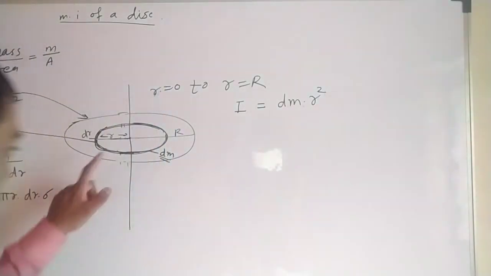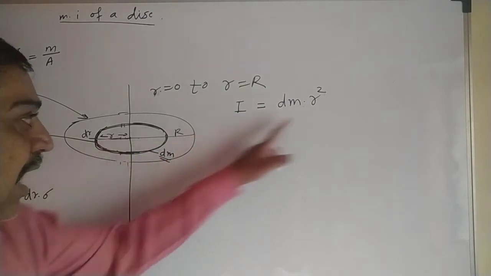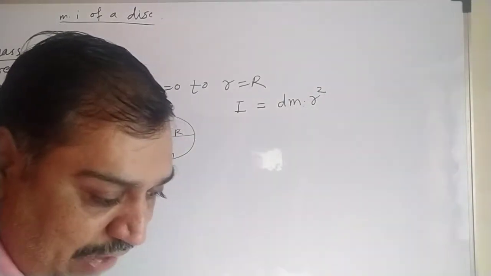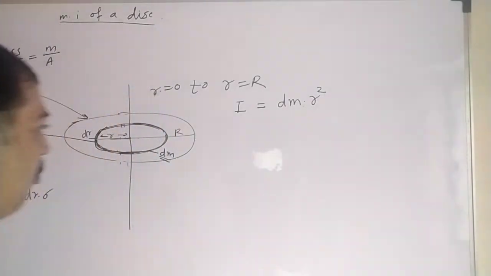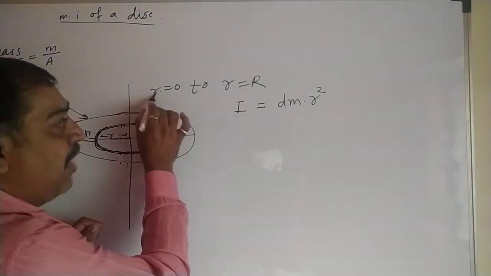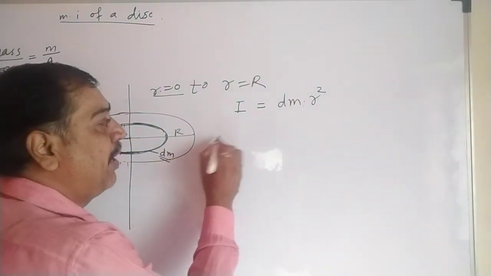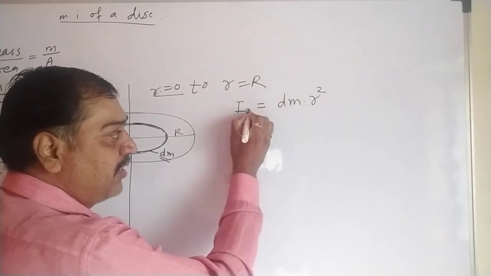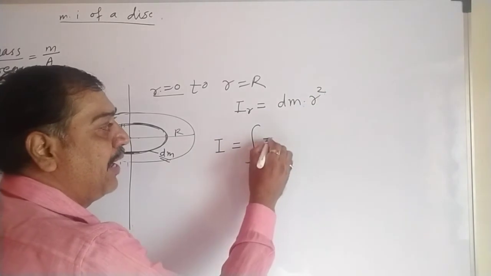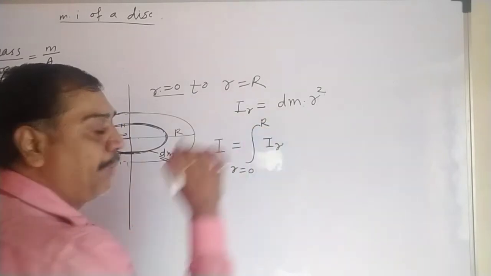The inner disk, the smaller one, this dark one, has mass dm and radius r, so its moment of inertia is dm r square. Suppose I want to find the moment of inertia of the total disk, all of this bigger disk. Then we should consider r varying from 0 at the center to capital R. This is the moment of inertia for radius small r. Let's find the total moment of inertia. It can be found by taking the integration of dI, where r varies from 0 to capital R.